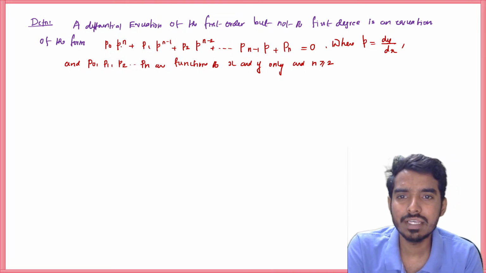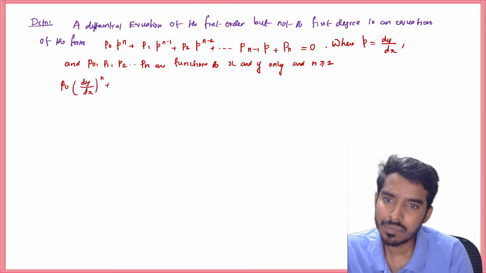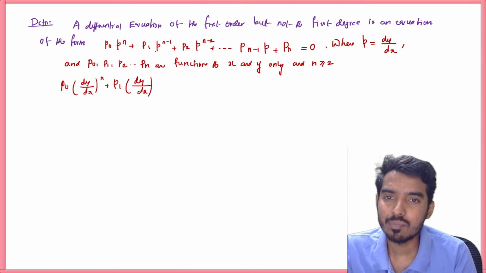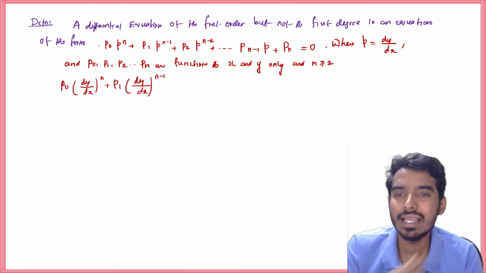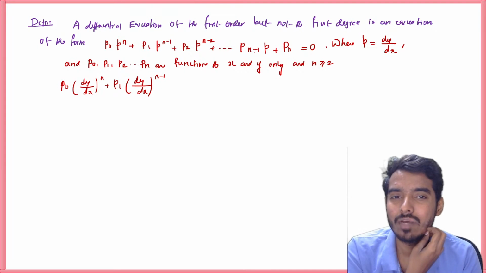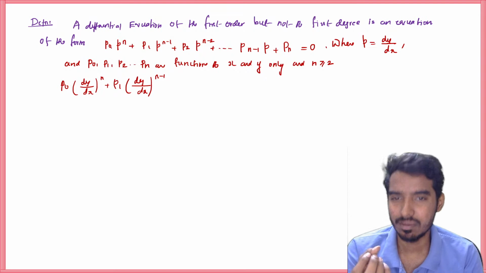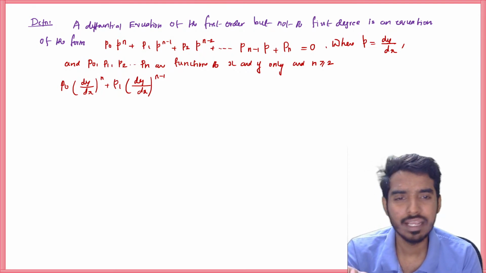Very simple. So this is dy by dx, right? This equation is the same as P naught dy by dx whole power n, plus P1 dy by dx whole power n minus 1, where I'm just taking this p to be dy by dx, right? Or instead of P naught, P1, P2, it's just some representation, so you can also take a naught, a1, a2, a3, and so on. In that case, you will not have confusion.